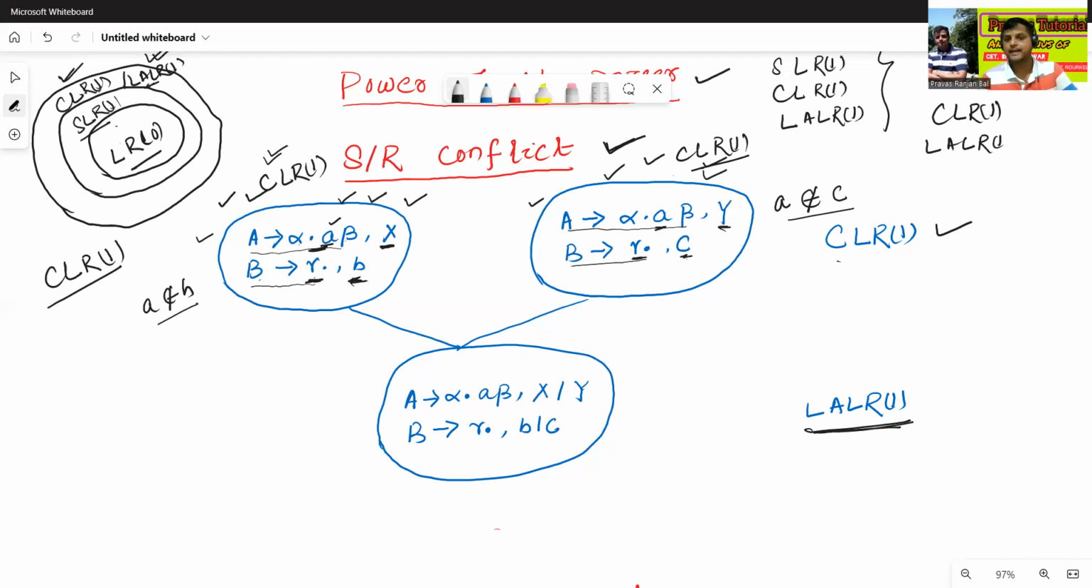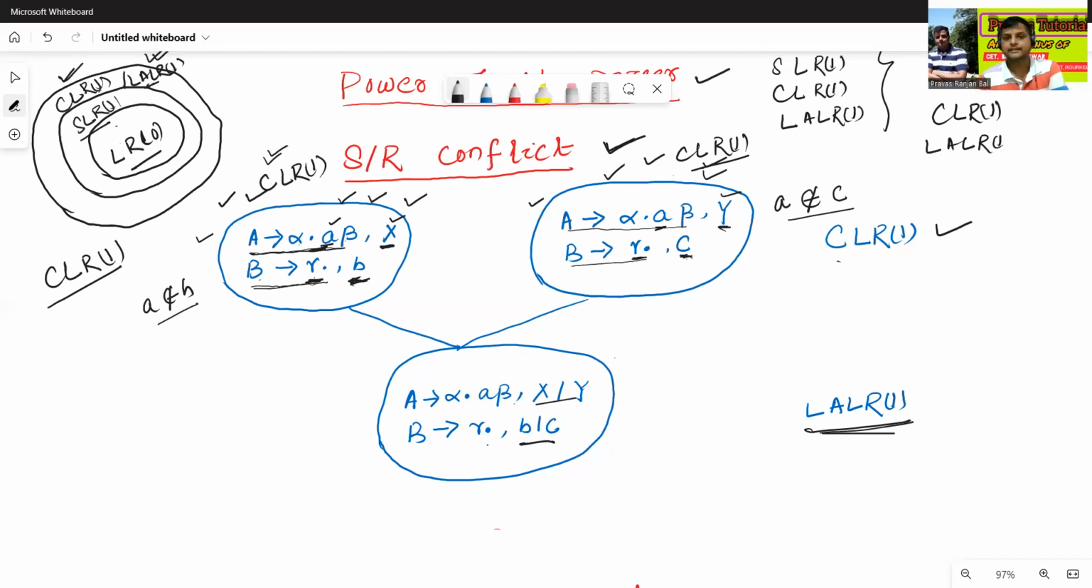But in case of LALR1, we just merge what? Lookahead parts. Because in LALR1, or lookahead LR1, if any two states contain the same core part but different lookahead parts, we merge both states by merging the lookahead parts. So just copy the core part, A to alpha dot A beta and B to gamma dot, and merge the lookahead parts X and Y, or X slash Y, and B slash Y.